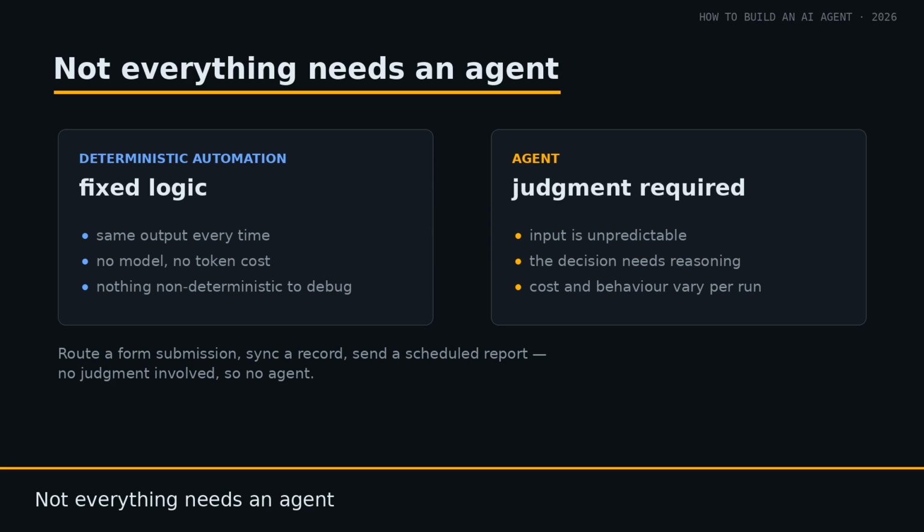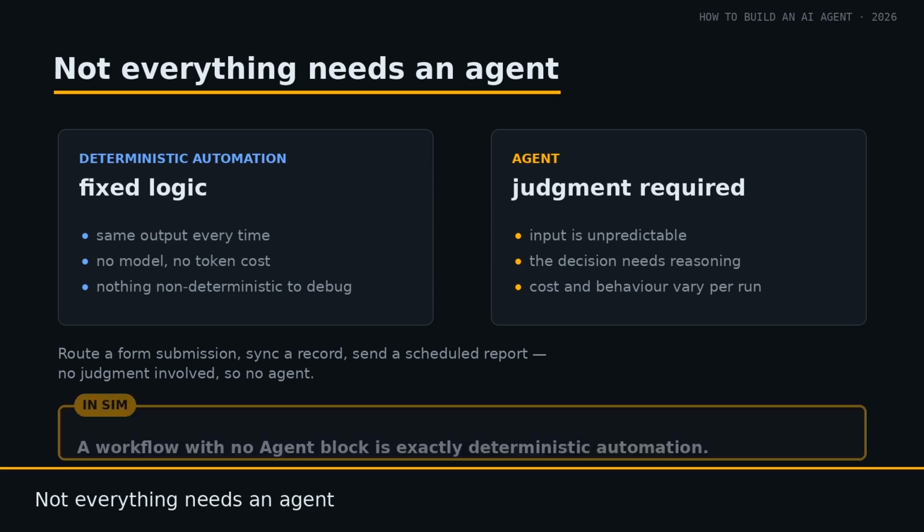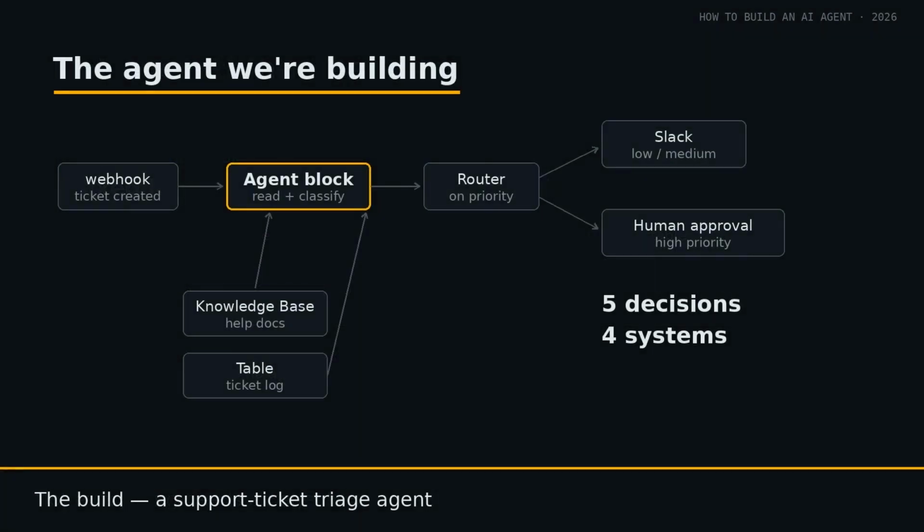The same platforms build both. In SIM, a workflow with no agent block is exactly that. Add reasoning only where the decision genuinely requires it. The agent we're about to build needs one because classifying an arbitrary support ticket requires judgment. Here's the agent we're building, a support ticket triage agent. When a ticket arrives, it reads the ticket, checks the help documentation for a known answer, assigns a priority, logs the ticket, and either posts to Slack or escalates for human approval.